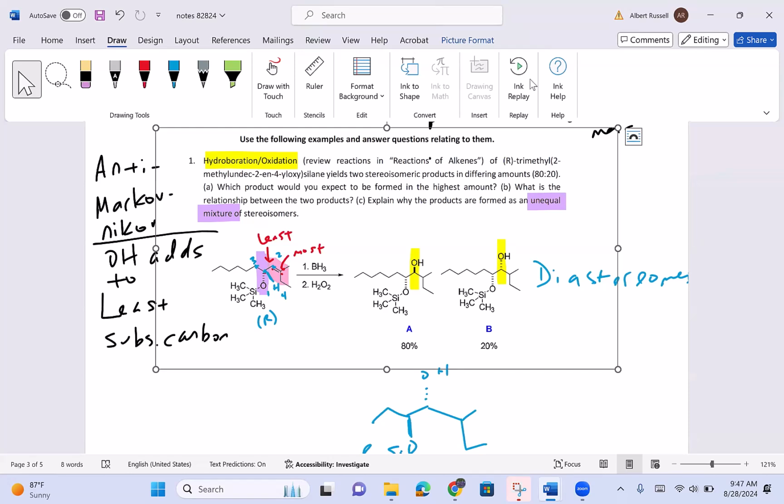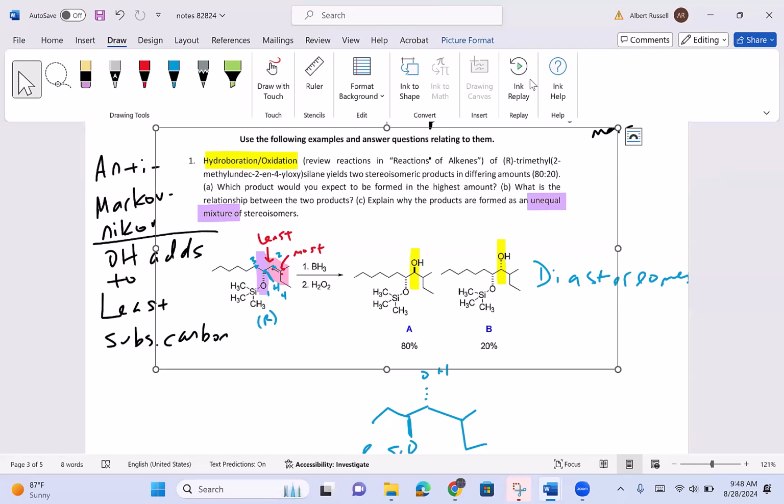Is A more stable than B? Yes, it is. Tell me why you say that. Why did you refer to the stability of A over B? You're right, it is more stable, and there's a reason for that we can discuss now. But I want to know why you said that. That's a good observation. You got me there, Dr. Russell. I honestly don't know.